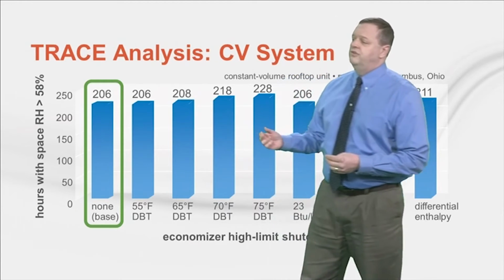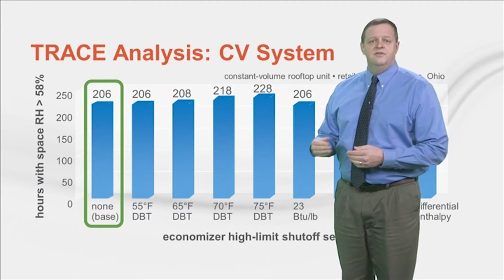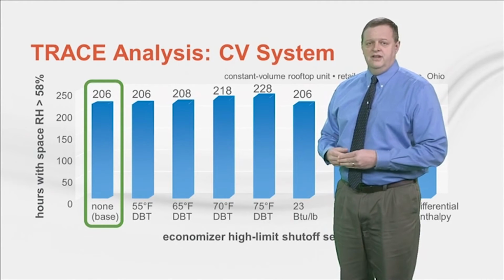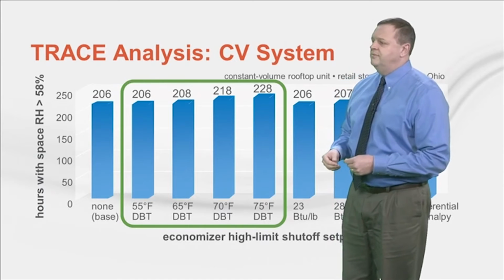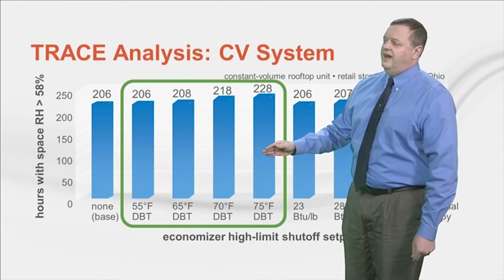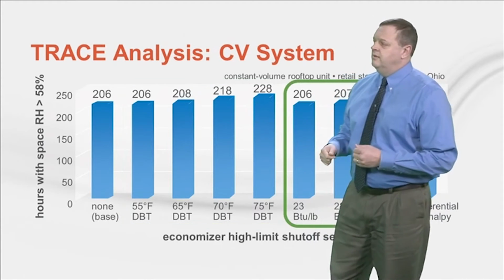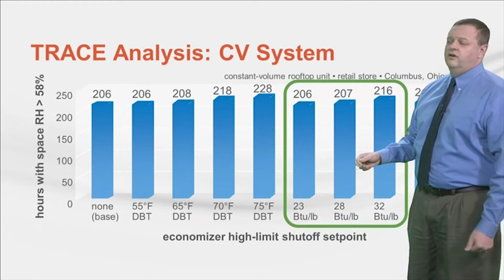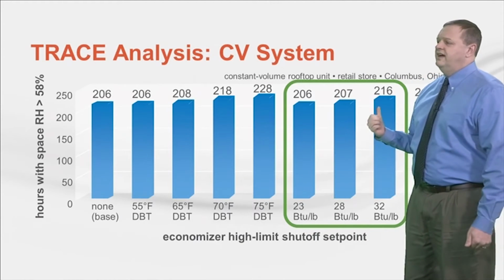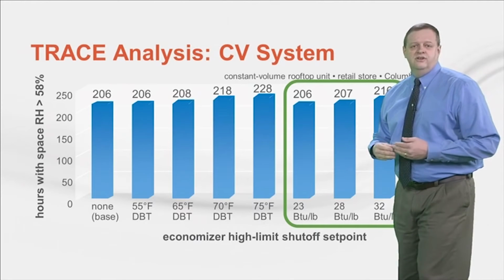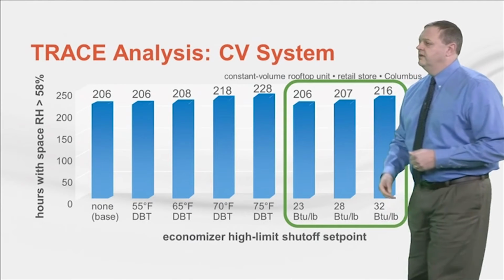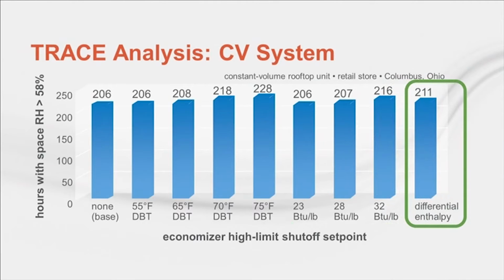Now these remaining columns show the impact on space humidity of using an economizer with various high-limit shutoff strategies and set points. As you might expect for fixed dry bulb control, with the higher set points, the number of hours with elevated humidity starts to increase. But with fixed enthalpy control, there's essentially no impact on space humidity, except for this highest set point, which did allow the introduction of a little bit more humid outdoor air. And finally, we see that differential enthalpy control can result in a few more hours of elevated space humidity in a constant volume system. Let's take a look at why this happens.